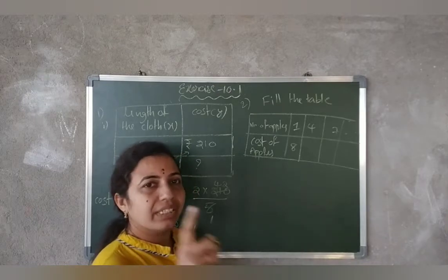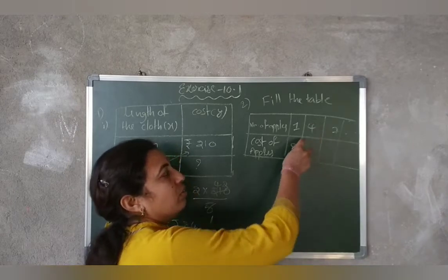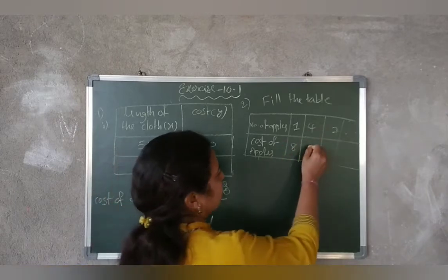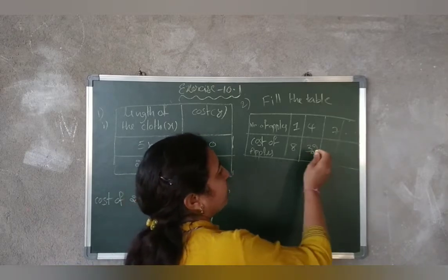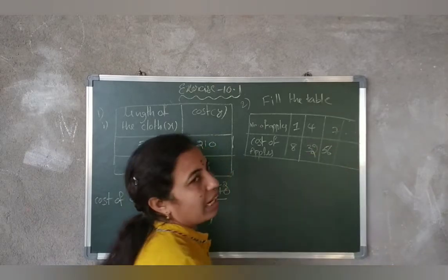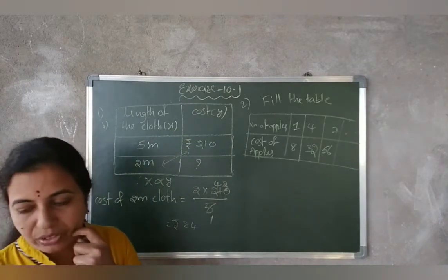1 apple costs 8 rupees. Then what is the cost of 4 apples? 4 into 8, 4 8s are 32. Then the cost of 7 apples, again 7 into 8, 56. Like that you should fill the table. You have to complete the table. 2 I have written, 2 you should do.